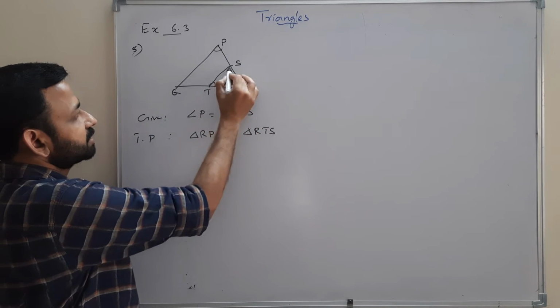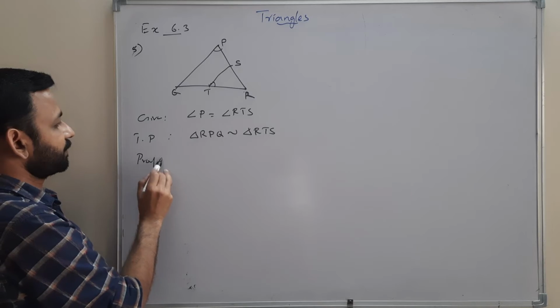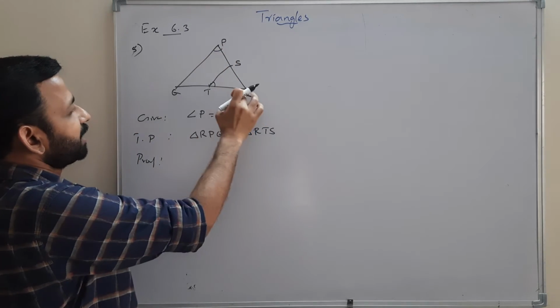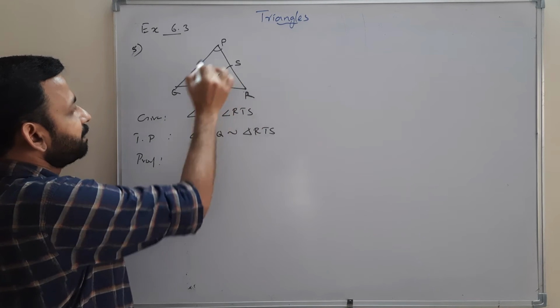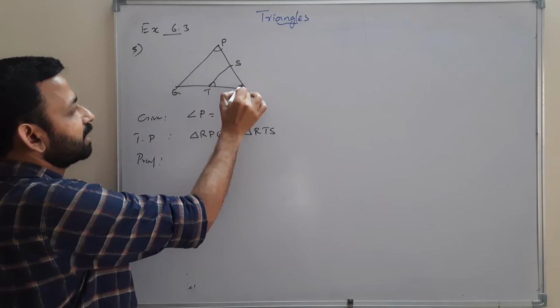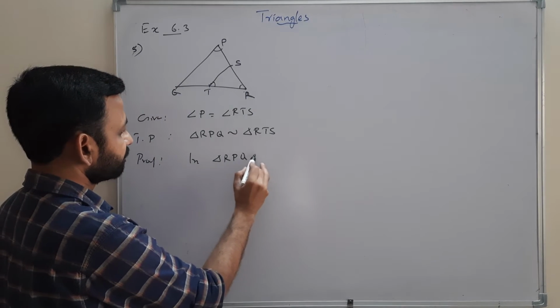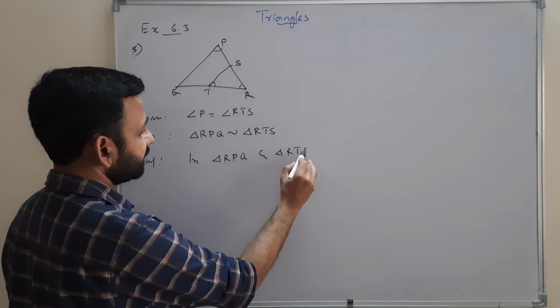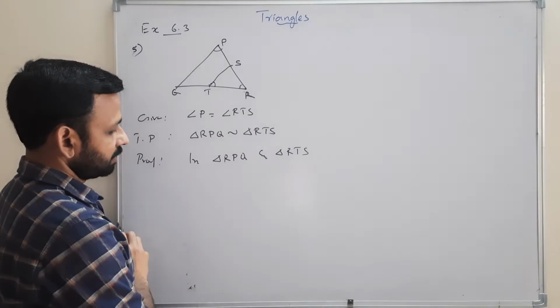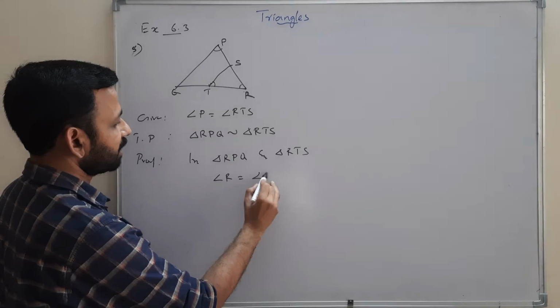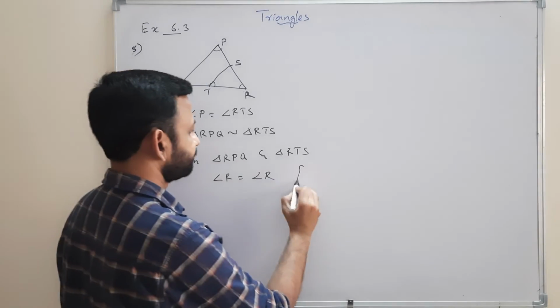Proof. So when we take the two triangles, triangle RPQ and triangle RTS, an angle is common. So in triangle RPQ and triangle RTS, angle R equal to angle R, common.